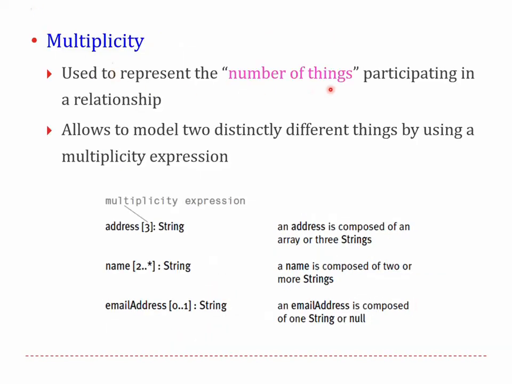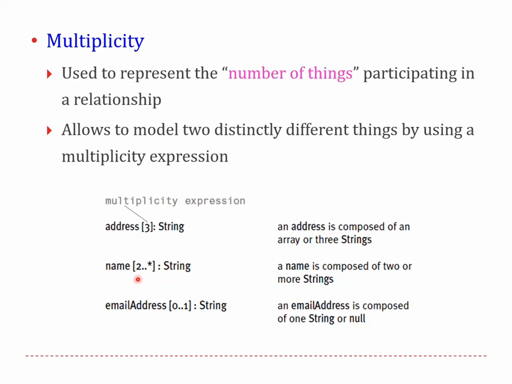Multiplicity is used to represent the number of things. For example, if you want to represent any array, then you can use the multiplicity relationship. In the following example, there is a string by the name address which has three values in it. So it is represented as address of 3 colon data type, which is string.